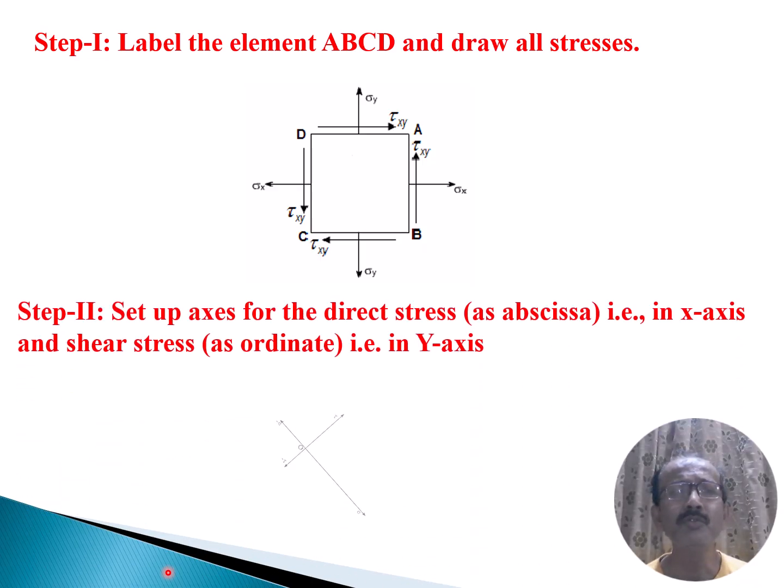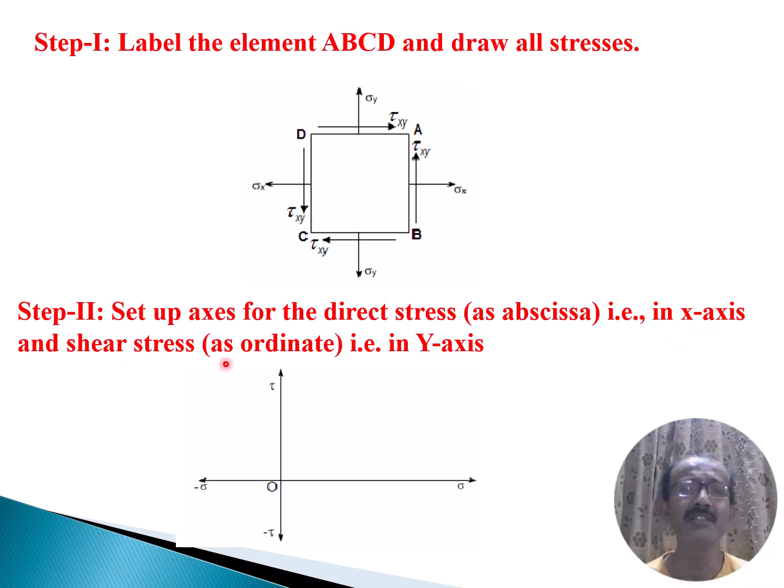Now step number 2: set up axes with the direct stress as abscissa. That means the direct stress sigma is on the x-axis, and shear stress tau as ordinate, that means on the y-axis. So first we plot sigma on the x-axis and tau on the y-axis. Sigma and tau are mutually perpendicular, as you can see in the diagram.